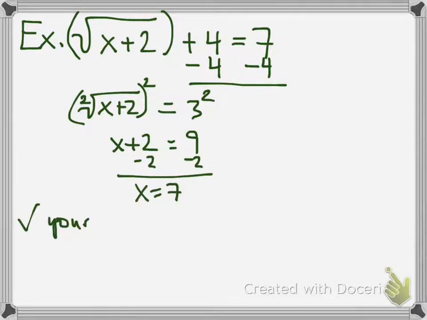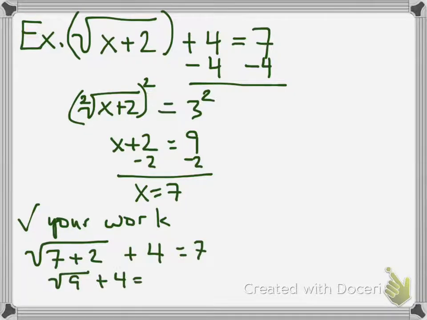Now, you should check your work, because sometimes with radical equations you'll find an answer, but then when you check it, it doesn't work. It doesn't double check out. I'll give you an example of that at the end. But here I am checking my work. I'm going to put the 7 back into the original equation, and I should get 7 when I get done.